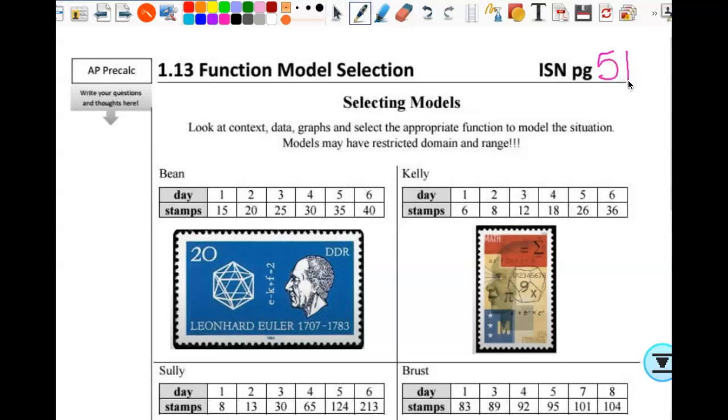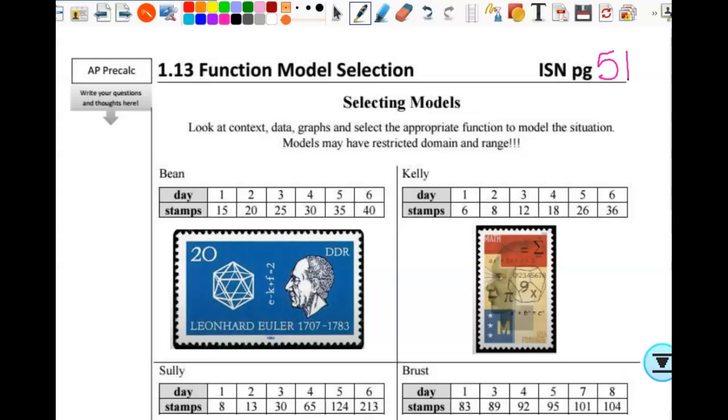We are looking at function models and how to select the best function model for data or maybe just for information. Sometimes we will have data, sometimes we will just have a problem situation that we need to decide that for. Having the data makes it a little bit better, but this is along the same lines as what we did earlier in the year, but again, we're taking it a little farther.